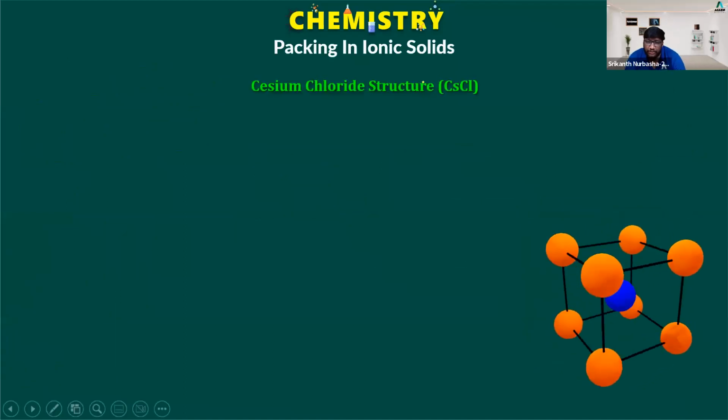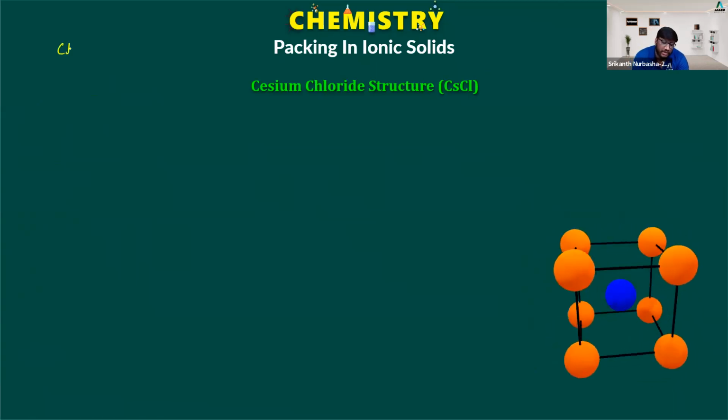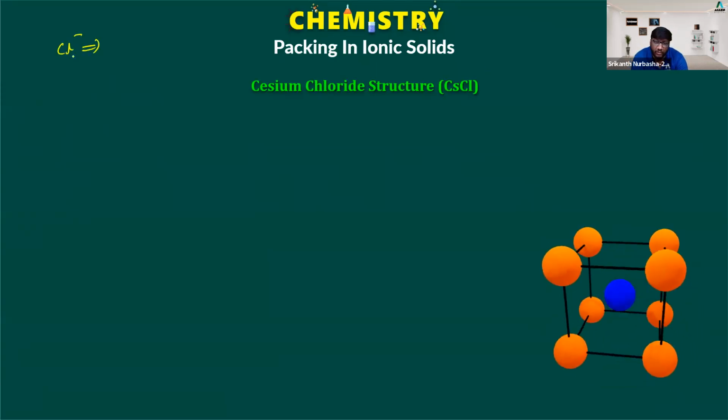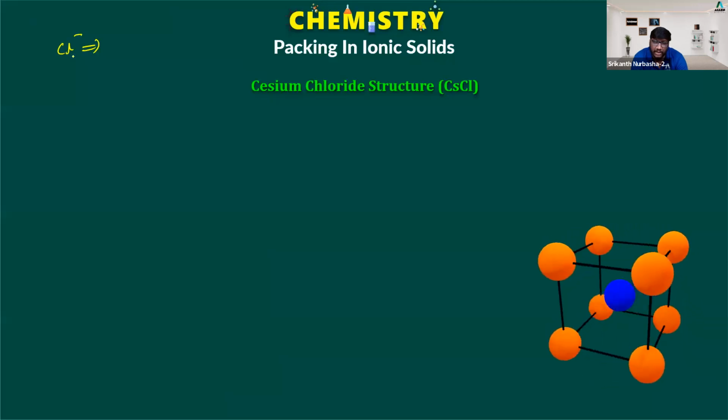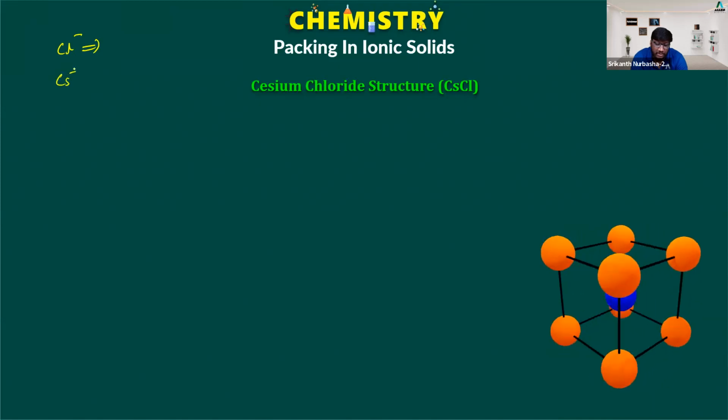Cesium chloride structure, you try to figure out. Cesium chloride structure, which will be forming the lattice? Cl minus forms the lattice, yes or no? Yes, sir. Cl minus will form the lattice, and where is the respective cesium plus present?